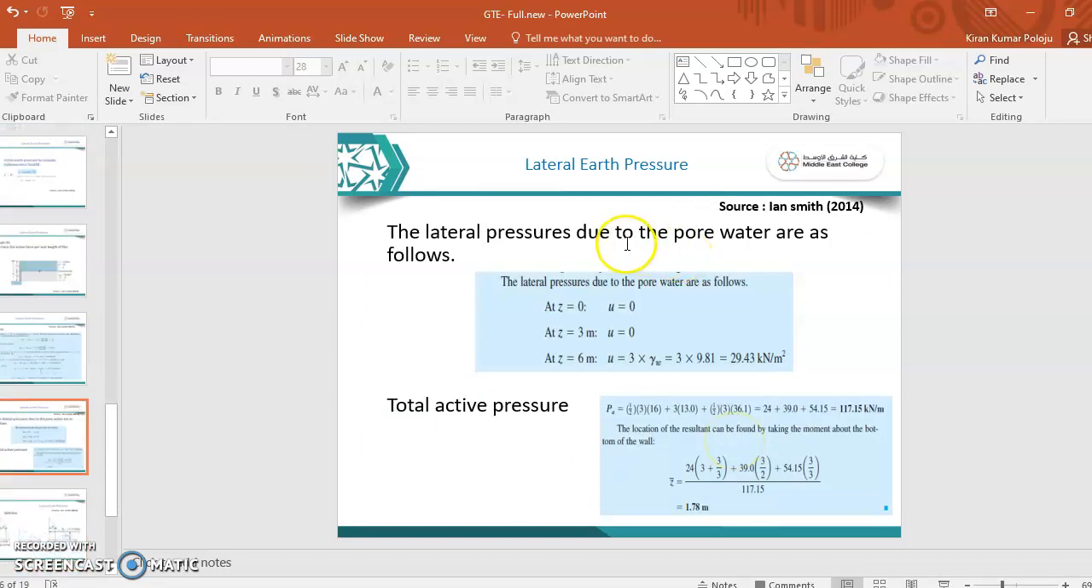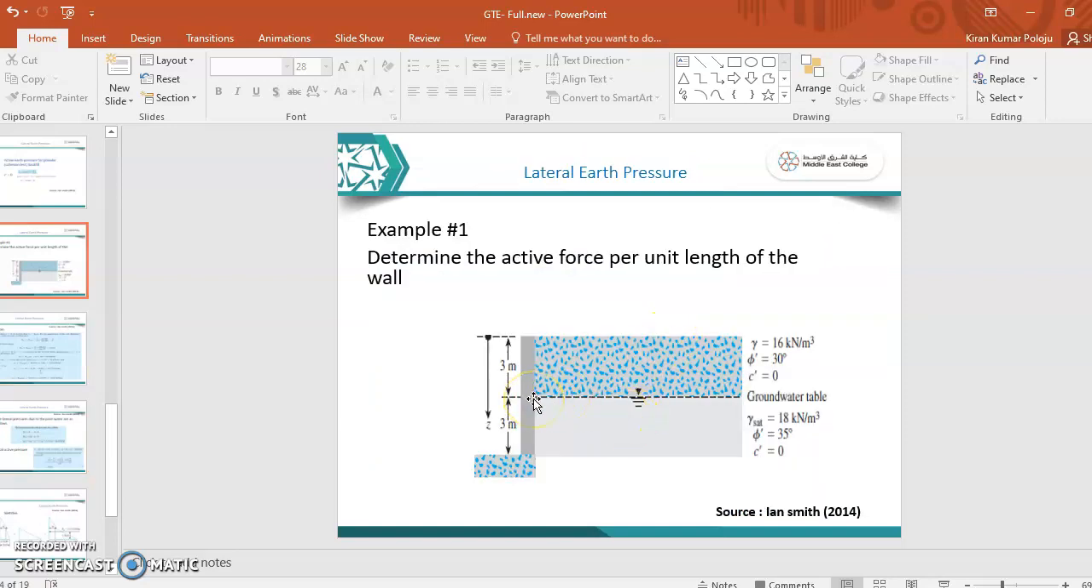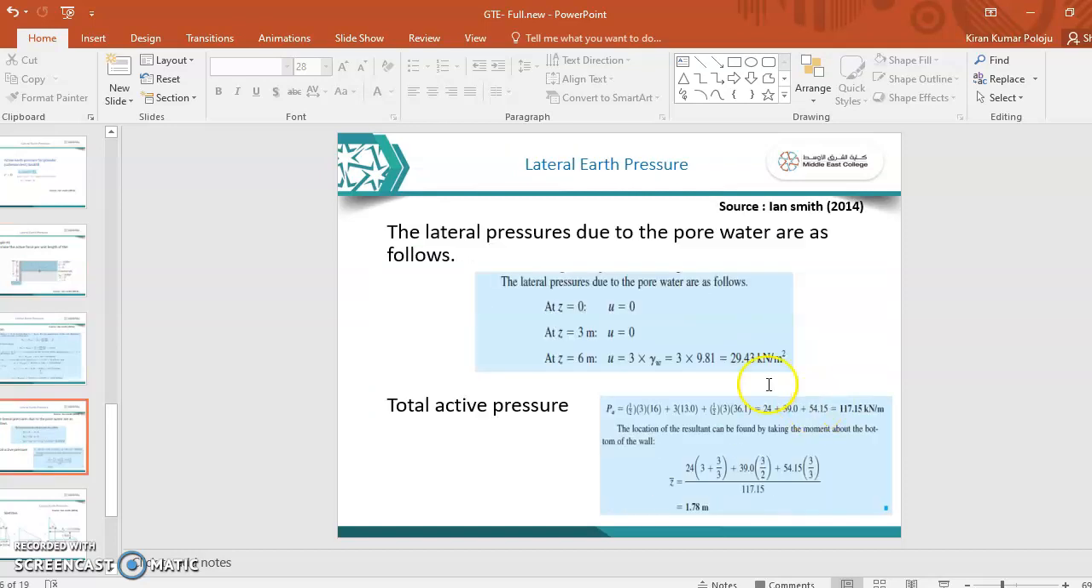Now, pore water pressure at z equal to 0, u is equal to 0. U means pore water pressure. At z equal to 3, again pore water pressure is 0 because there is no groundwater table in this area. Now at z equal to 6, there is a water table. How much depth is the water table? 3 meters. So 9.81 multiplied by 3 gives you 29.43.